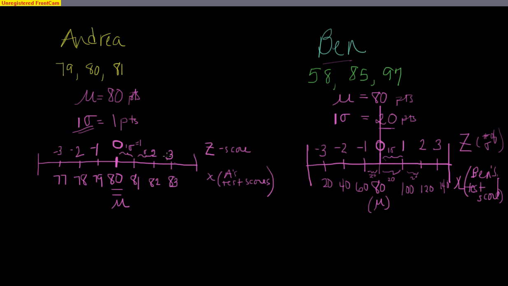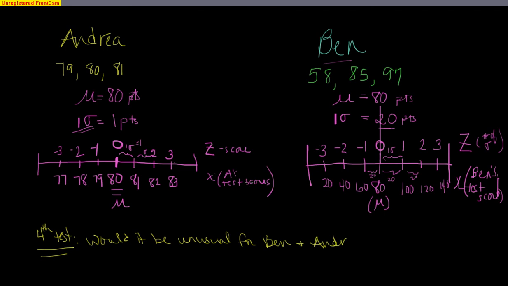So let's say, for example, I'm going to give a 4th test. Okay, I'm going to give a 4th test, and I ask, would it be unusual for Ben and Andrea to get an 85 on the 4th test?